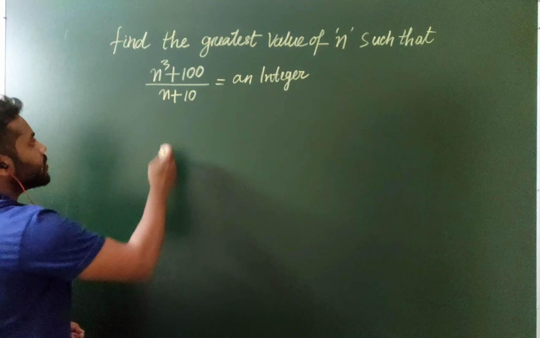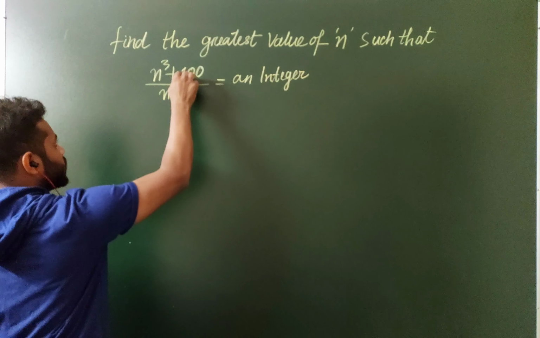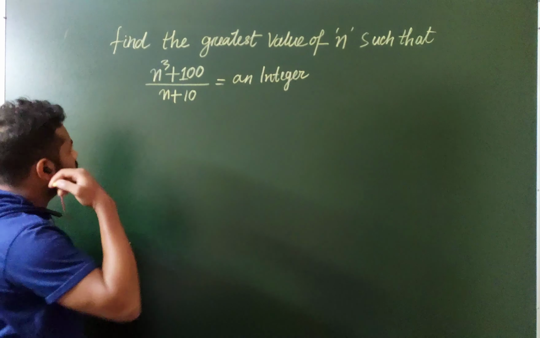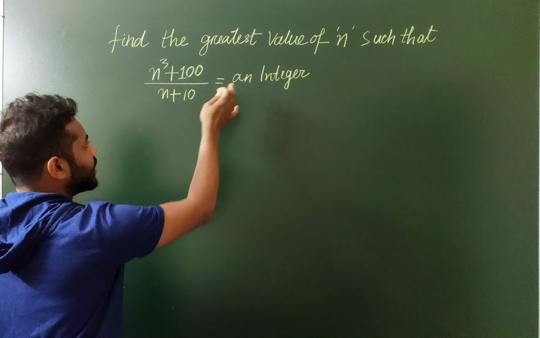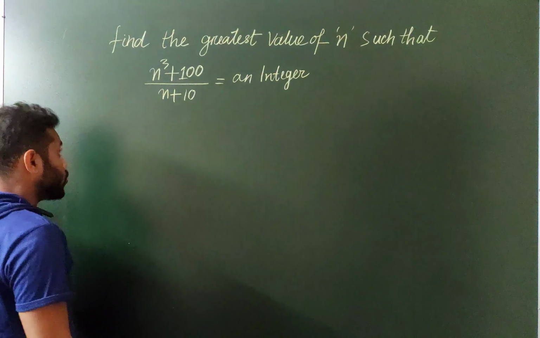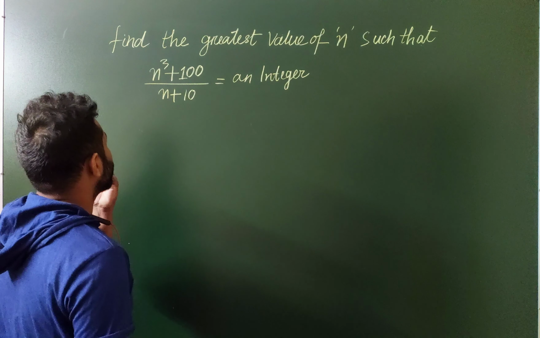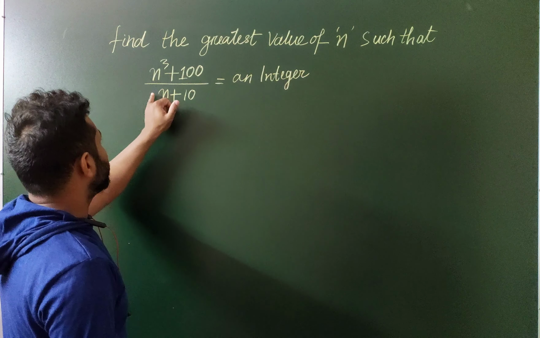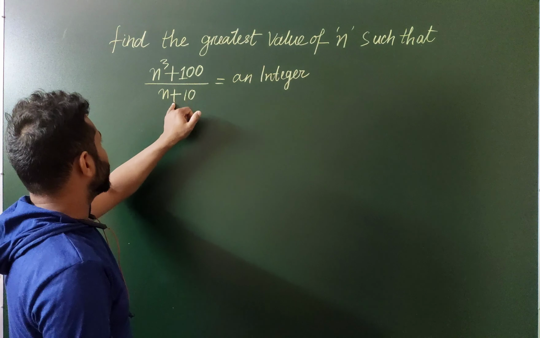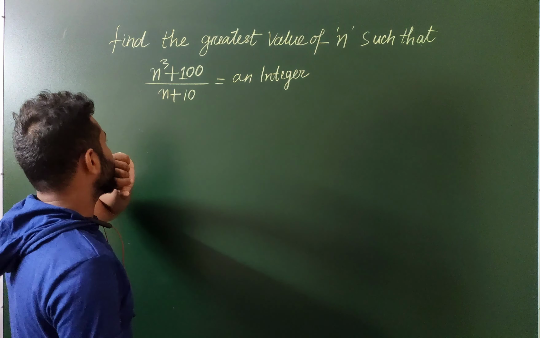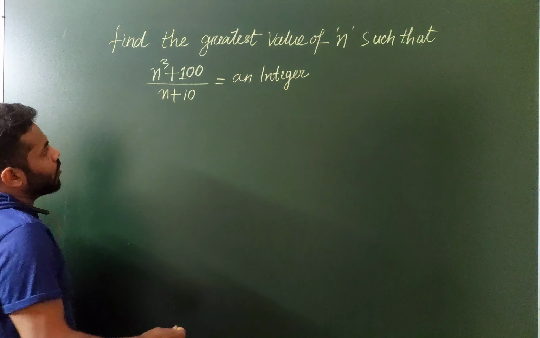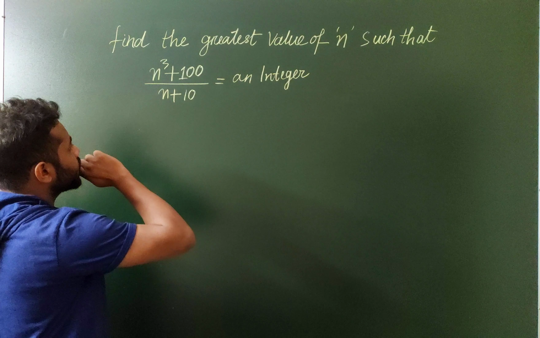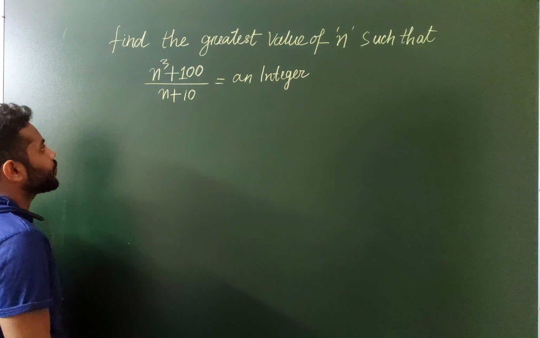Here we have to find the greatest value of n, a positive integer to be precise, such that this entire thing becomes an integer. So how do we solve this one? Obviously n plus 10 is not dividing this one clearly. We have to trap this one. What can we do here?